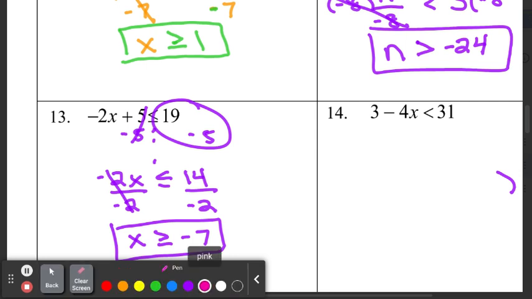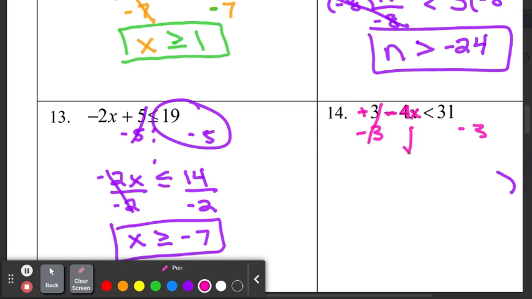Number 14 has the big trick in it. It's 3 minus 4x. So this minus actually goes with your variable. So it doesn't go with the 3. The 3 is actually a positive 3. So when we want to move this 3, you subtract it. Remember, every number has a plus or minus sign in front of it. If there's nothing there, it means it's an invisible plus sign.